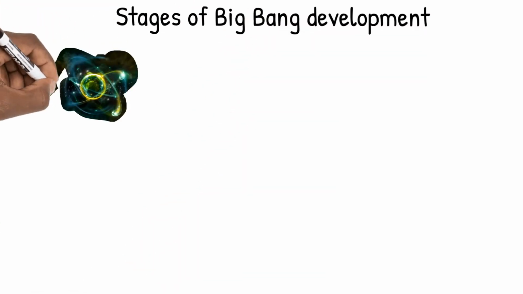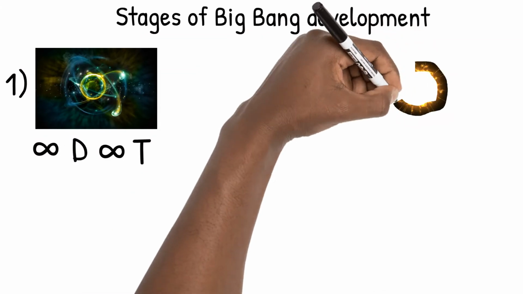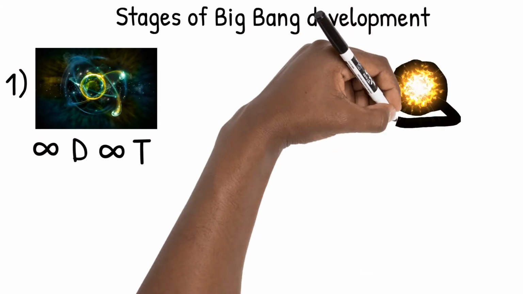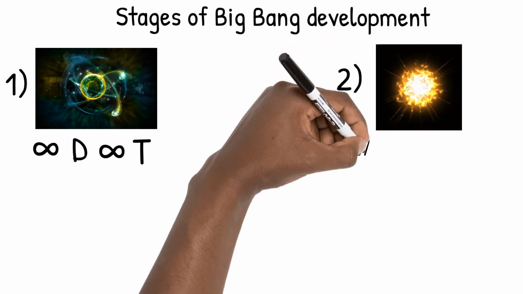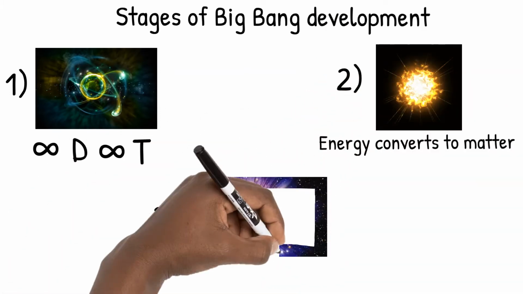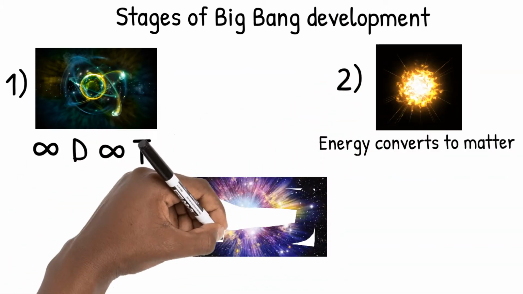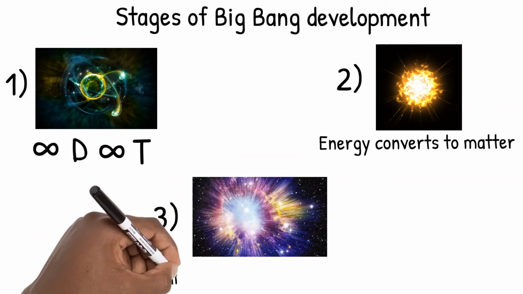Tiny ball, singular atom, infinite density and temperature. The ball explodes violently and expands. Energy gets converted to matter. Temperature drops and gives rise to a transparent universe with atomic matter.